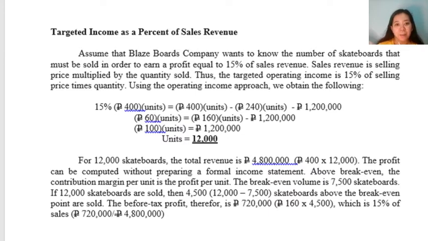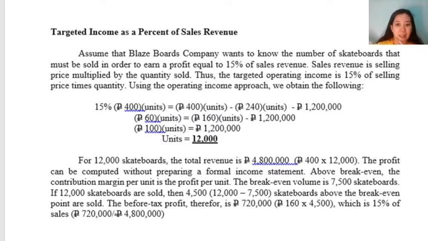Here, the break-even volume as determined earlier is 7,500 skateboards. Now, if 12,000 skateboards are sold, then 4,500 is the difference between the break-even point of 7,500 and the 12,000 units. So this is above the break-even point. Therefore, the company is able to achieve the desired income.